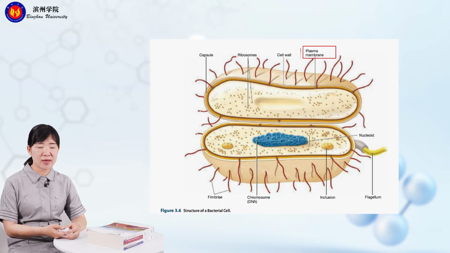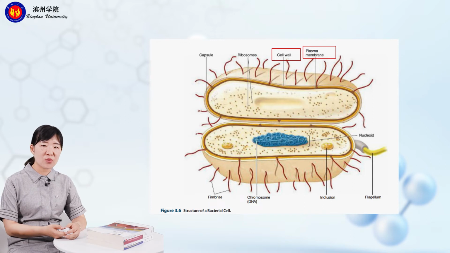Then you will see the cell wall. Most bacteria have a chemically complex cell wall, which covers the plasma membrane. It is responsible for protection from osmotic stress and helps maintain cell shape.